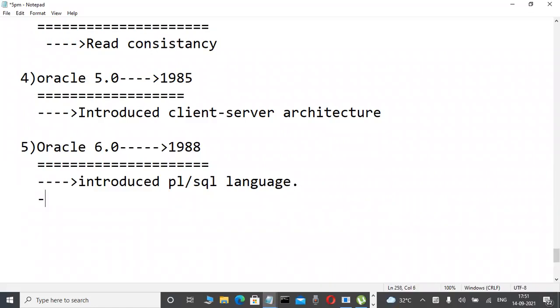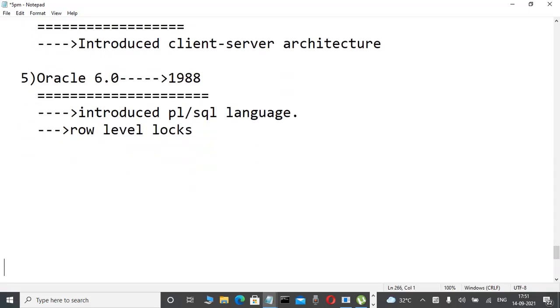Again, row level locks are there. That is not required for you. Just write it: row level locks. So a locking mechanism is there in every database, but Oracle introduced it very late, from 6.0 onwards. At least you have an idea that the PLSQL language is there from 6.0 onwards. You have an idea now. Okay? Finished. Next version.